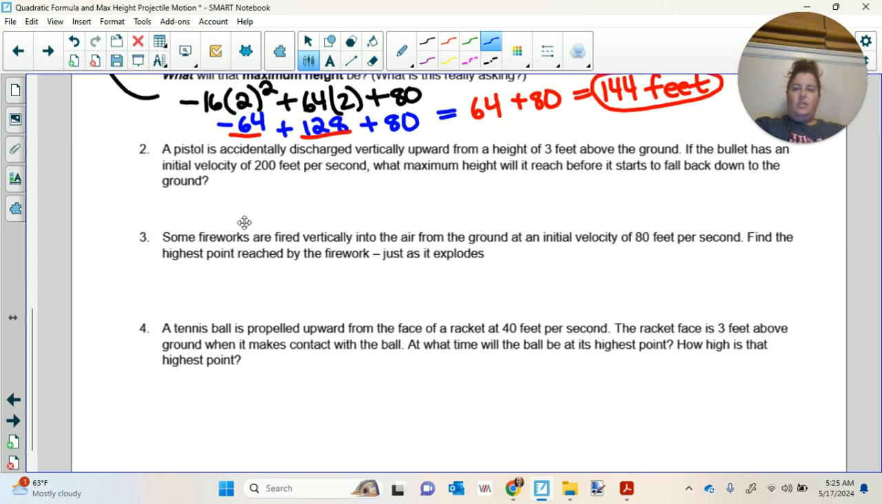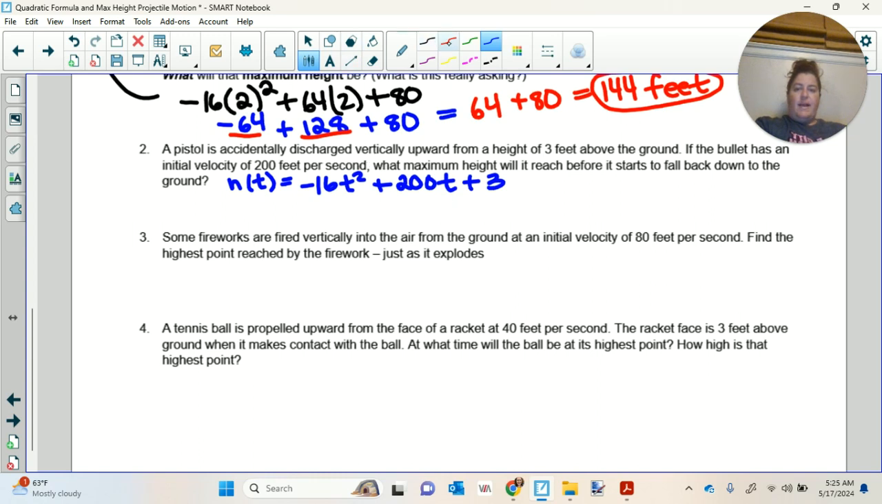For number 2, we have a pistol that's accidentally discharged vertically upward from a height of 3 feet. So if we think about our equation here, we're looking at feet again. So it's going to be negative 16 t squared for feet. It's going to go upward. This is a pistol, so it's going to have a very, very fast initial velocity, so that beginning speed it is shot at would be 200 t. But again, at a height of 3 feet above the ground.